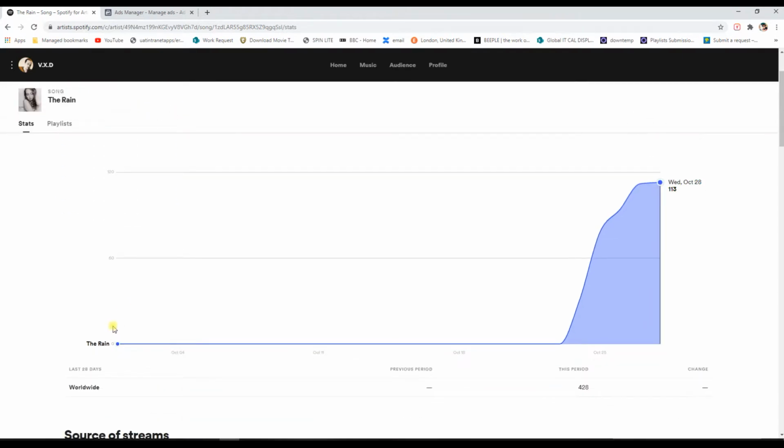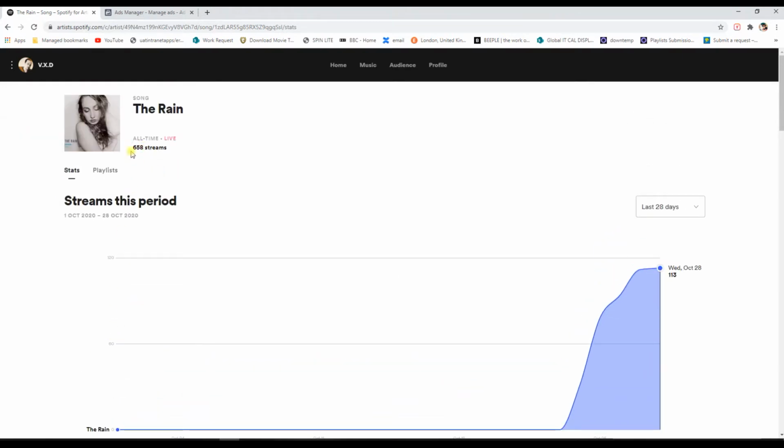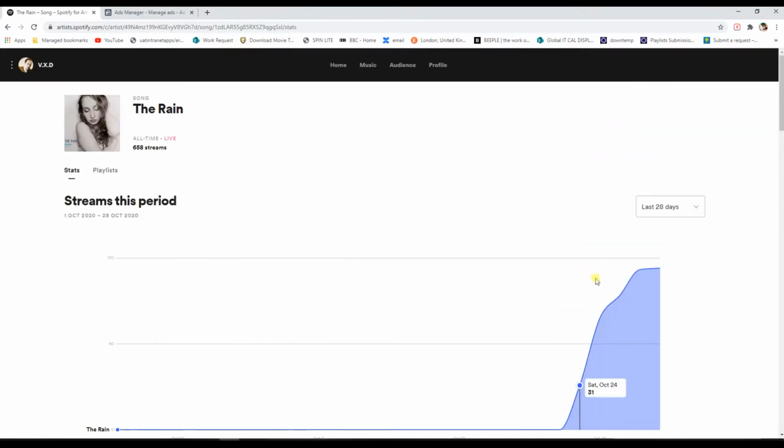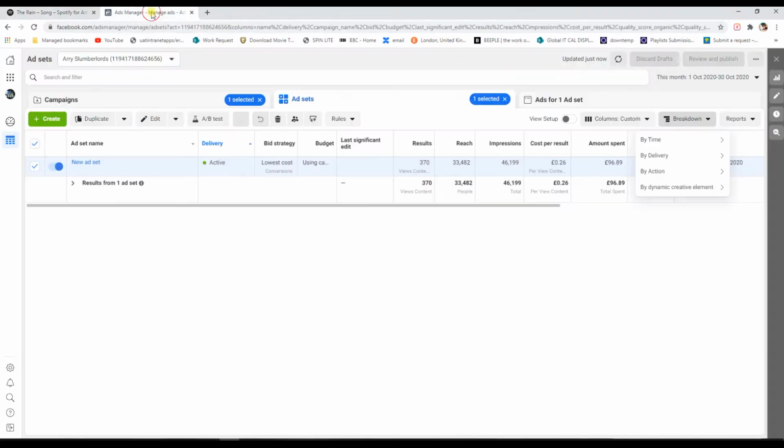Since we started the campaign, we've had 658 streams. As of yesterday, it's 428. As you can see here, the streams have grown, and almost all of these streams, with some exceptions, have come from my Spotify ads. You can see that they've gone up, and I'm hoping today they go up another notch, because the Spotify algorithm is just improving my chances of conversions taking place. So let's just check the Spotify ads.